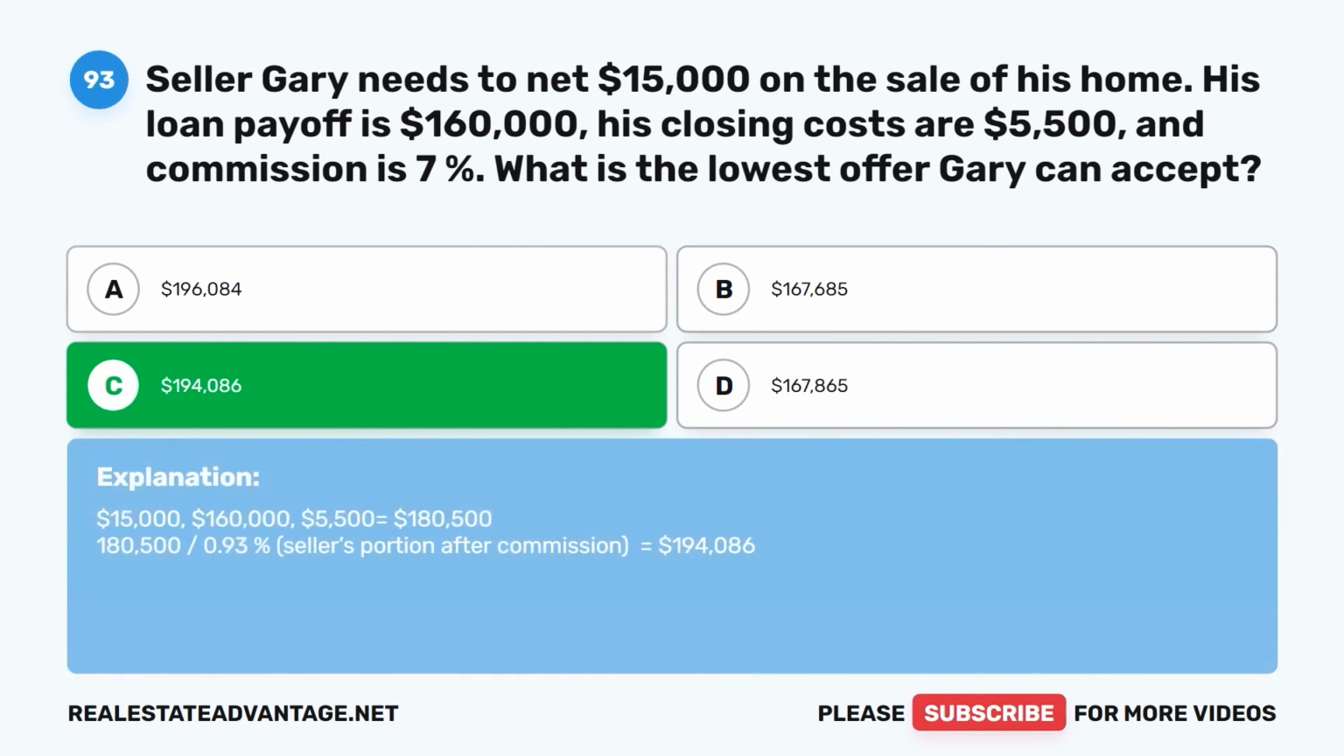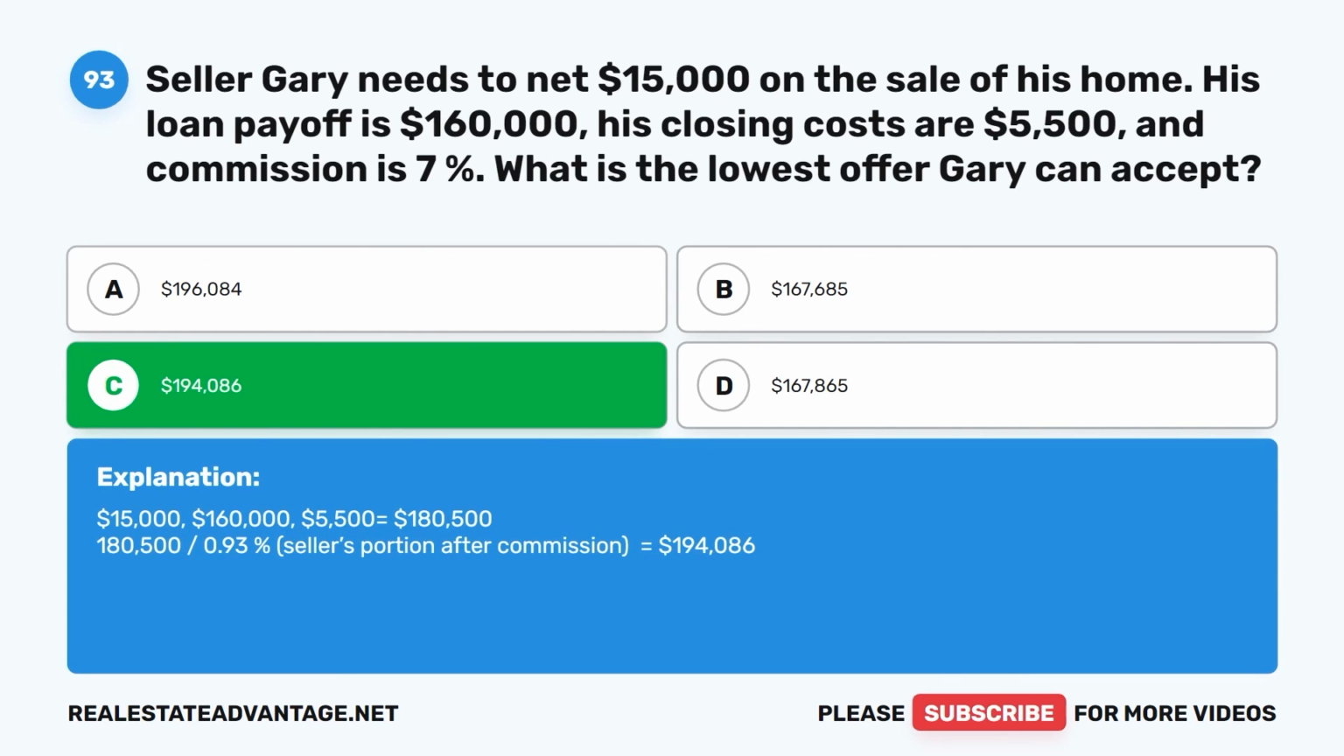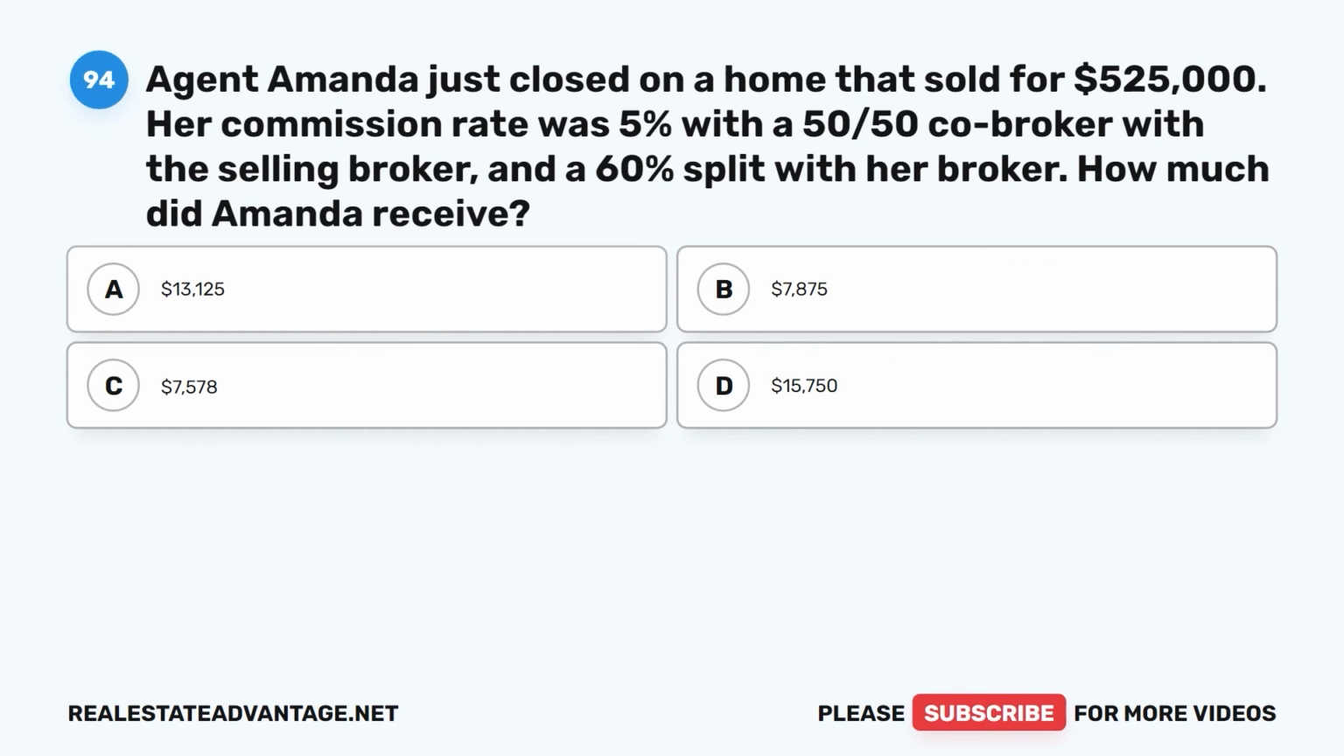$194,086. $15,000, $160,000, $5,500 equals $180,500. $180,500 divided by 0.93, seller's portion after commission, equals $194,086.